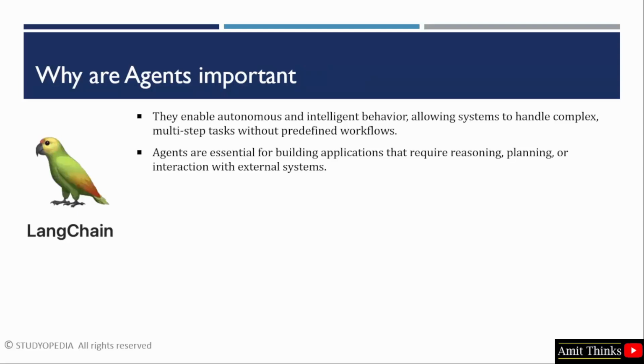Why are agents important? They are important because autonomous and intelligent behavior is enabled. This allows systems to handle complex multi-step tasks independently, without any predefined workflows. If you are building applications that require reasoning, planning or interaction with external systems, then agents are quite useful.